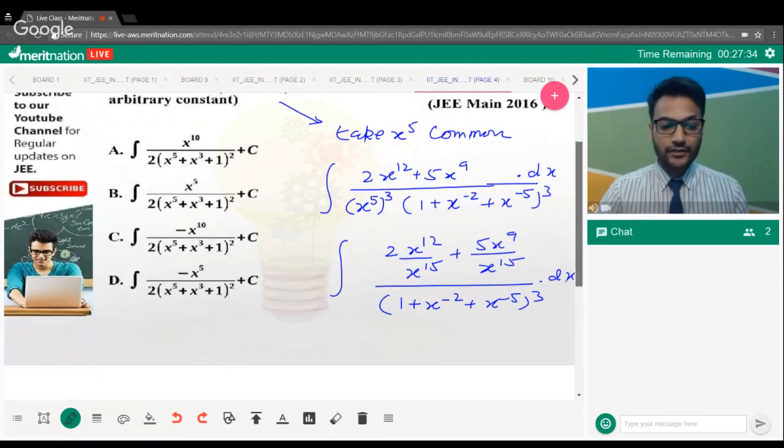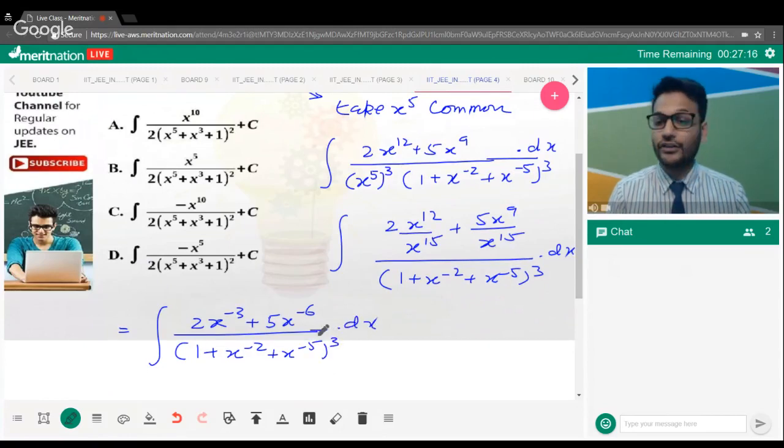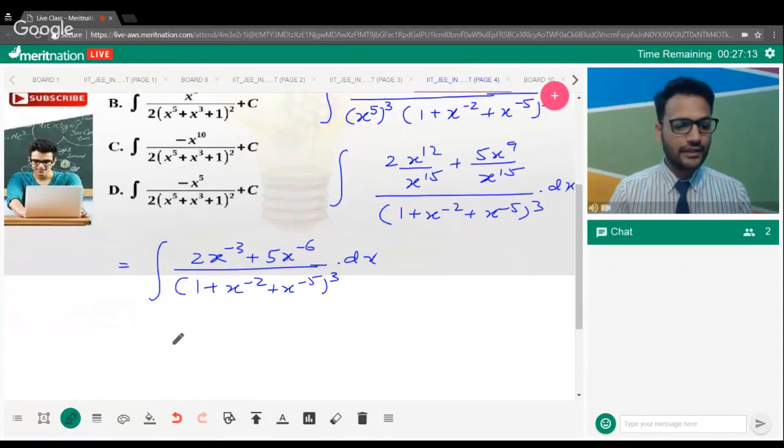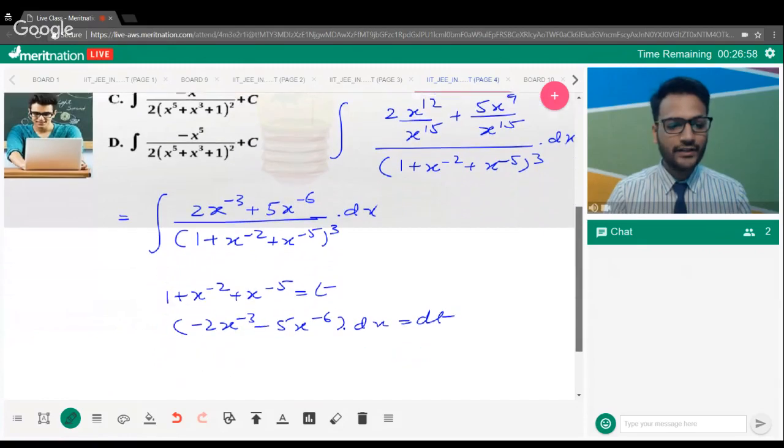Over here, what we can say, look, if you see, this is 2 times x to the power minus 3 plus 5 times x to the power minus 6. Now, if you see, this is nothing but the derivative of whatever is there within the bracket of the denominator. If you see, 1 plus x to the power minus 2 plus x to the power minus 5, if I assume this to be t, what will I have? Minus 2x to the power minus 3 minus 5x to the power minus 6 dot dx is equal to dt, right? So over here, we have exactly the same thing.